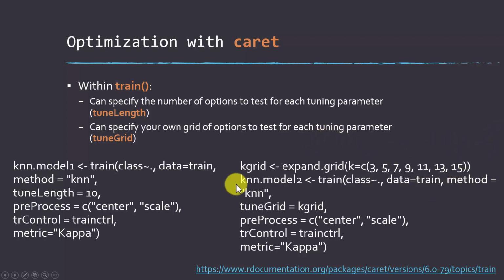And then lastly, there's this tr control argument, where we're providing the training controls that we specified in the prior slide. That's how it knows that you want it to do tenfold cross-validation and print the results in a verbose way.